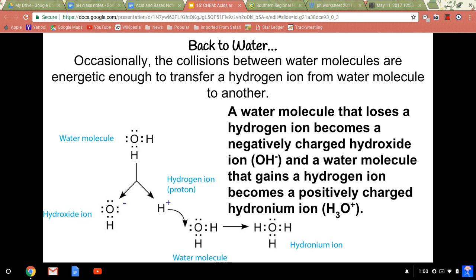So when a water molecule loses a hydrogen ion, it becomes negatively charged, and it's called a hydroxide. So you should remember hydroxides from when we did polyatomic ions. It's oxygen, hydrogen with a negative charge. And a water molecule that gains a hydrogen ion becomes positively charged, and it's called a hydronium ion. So it has one extra hydrogen and a positive charge. So H3O plus, a hydronium ion.